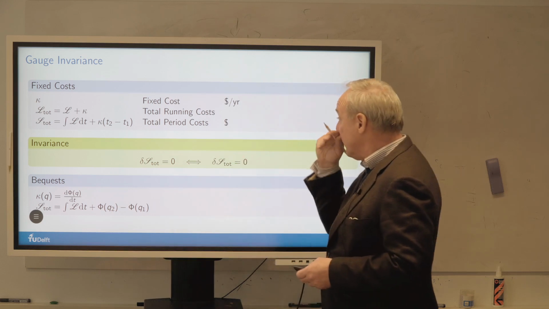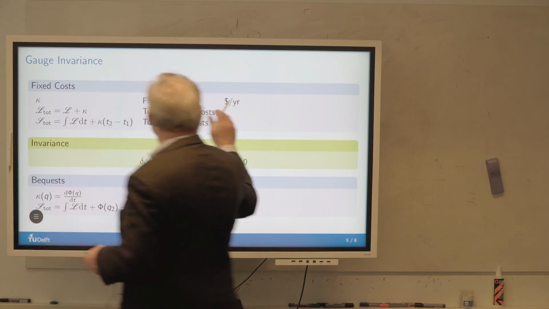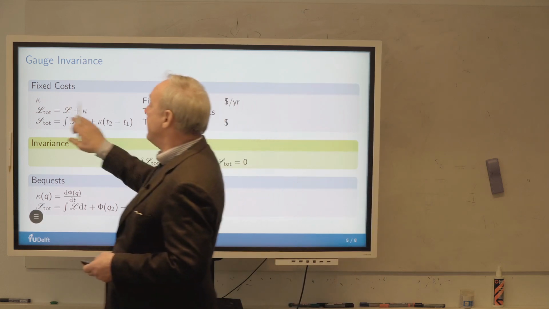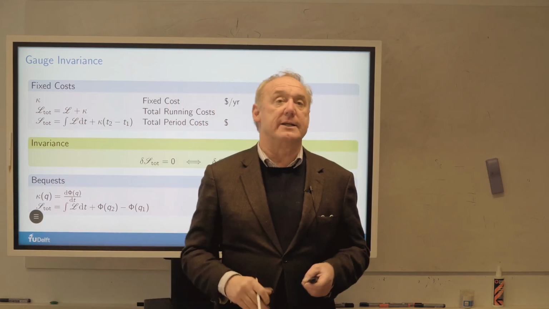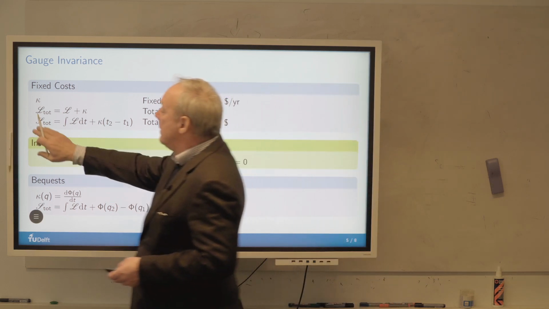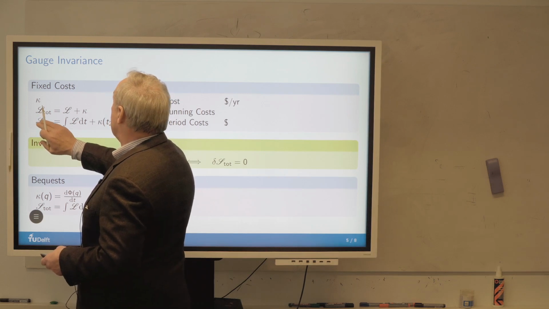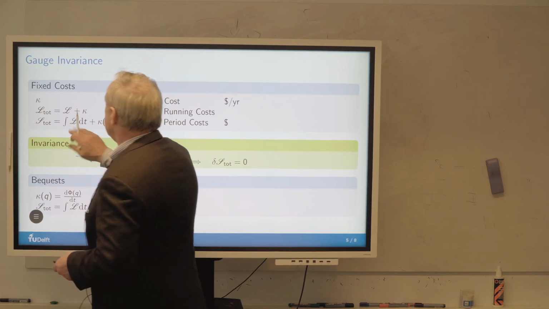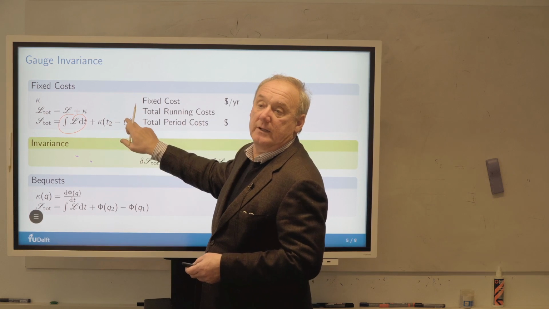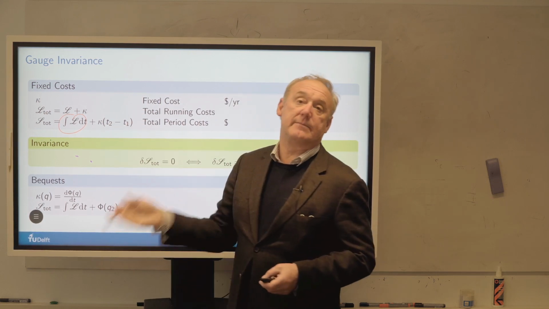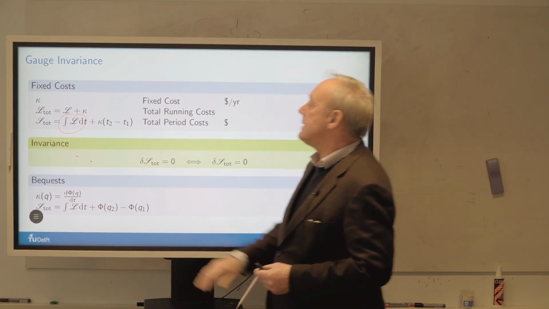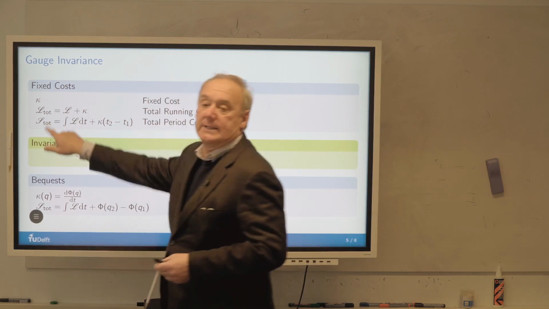So consider the following. You have some fixed cost kappa, in currency per year. Like a typical engineer, I'm just going to add it to the Lagrangian and see how this works out. So now my total period cost or utility is the old one plus the fixed cost times the difference between the end time minus the start time. That's just the time interval, in dollars. Now let's see what happens when we minimize this.